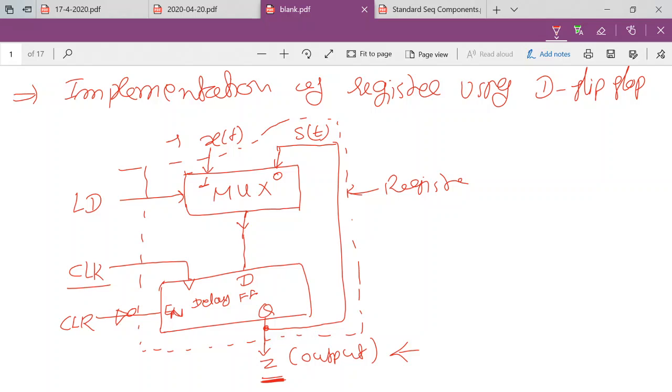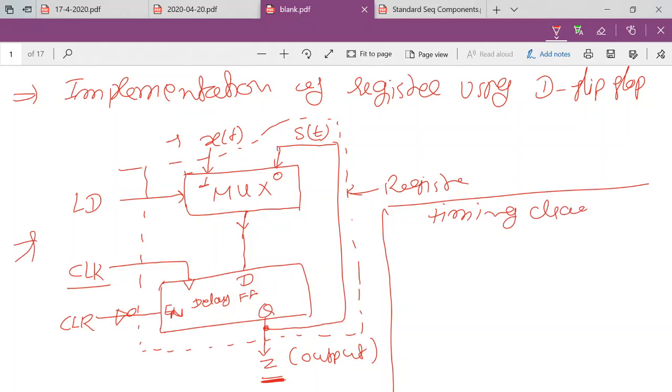I think it would be very easy to analyze the timing diagram of this. Let me draw it here. If we want to analyze the timing diagram of the register, or this implementation, how would it look like? There must be a clock signal. Suppose the clock signal is this one. Assuming our delay flip-flop is positive edge triggered, the output will change only at these points. This is your clock.